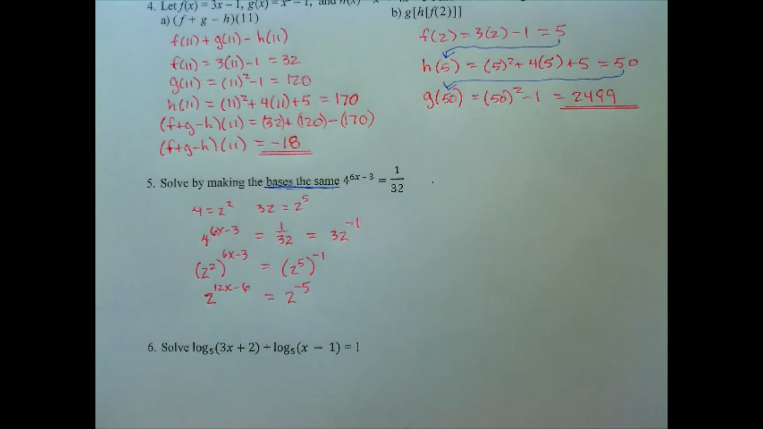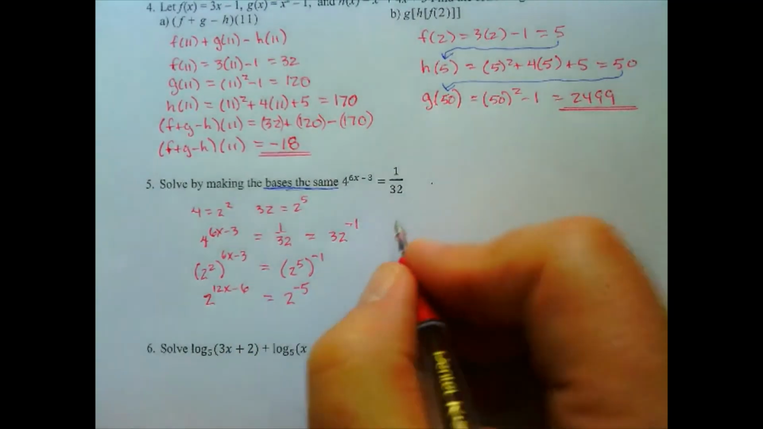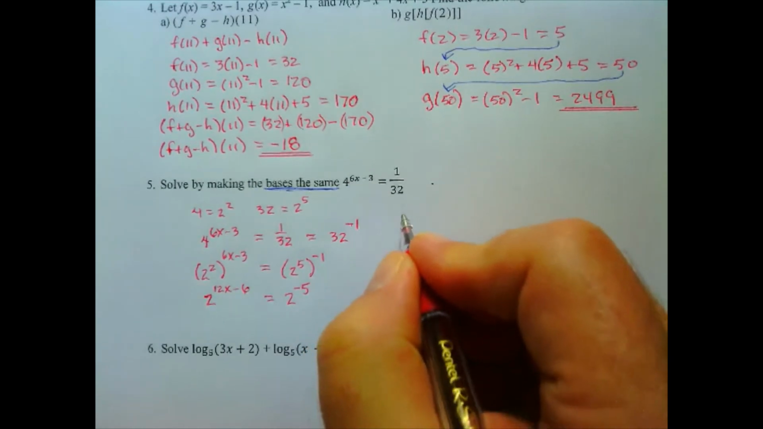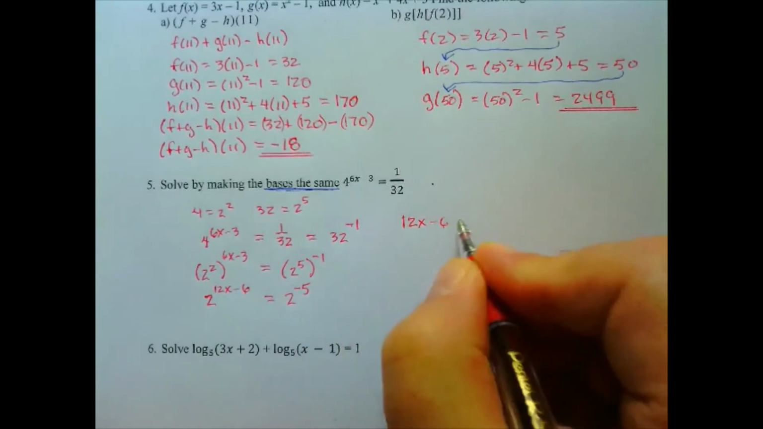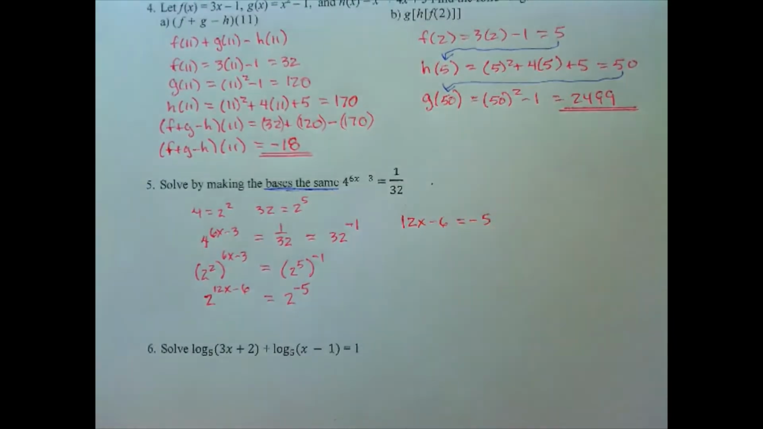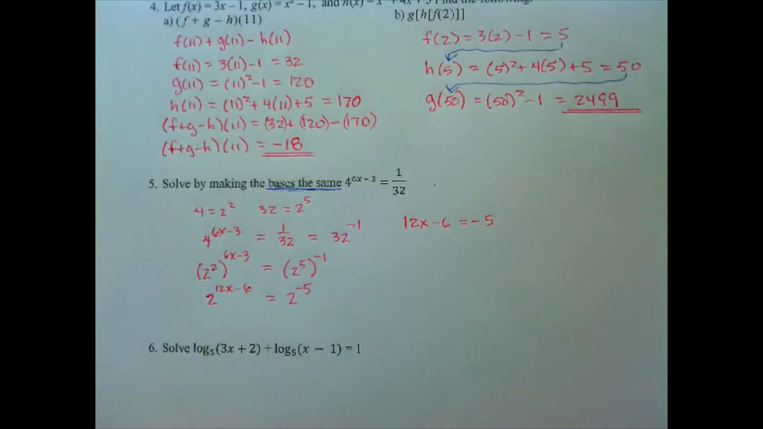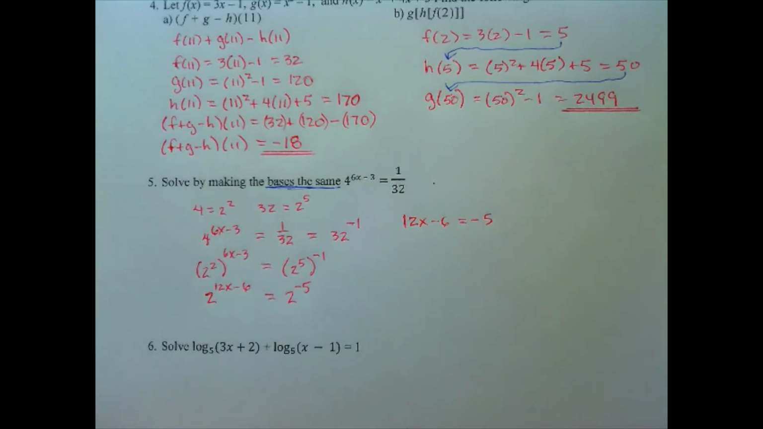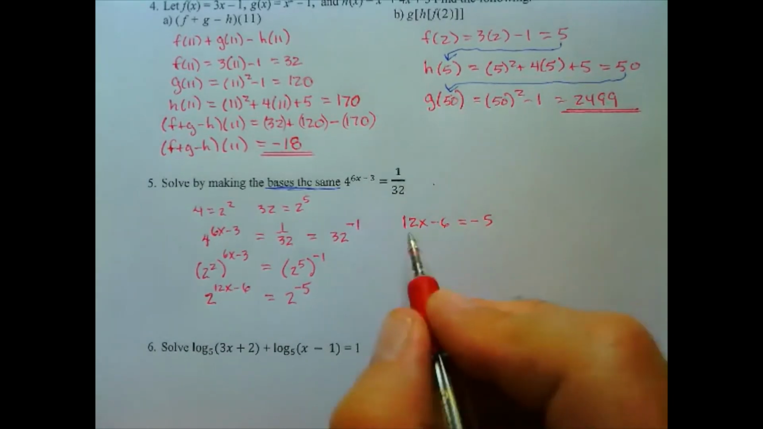Now I can go ahead and solve it. Since the bases are the same, the only way this can be true is if the exponents are also equal. And so I have 12x subtract 6 equals negative 5. Again, since the 2s are equal, the exponents have to be equal as well. I'm not really doing an operation so much, it's just recognition. That's the only way that can be.